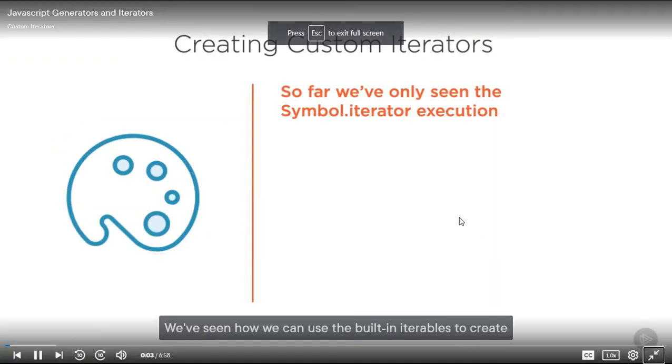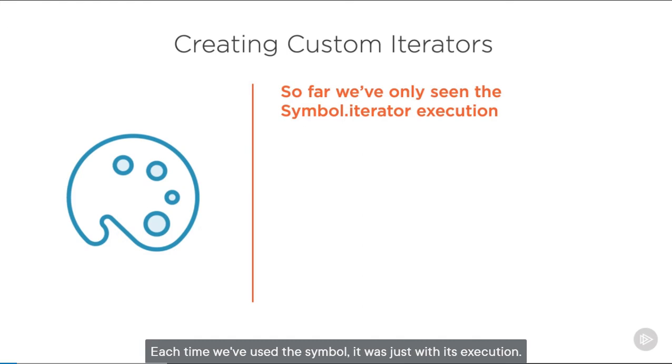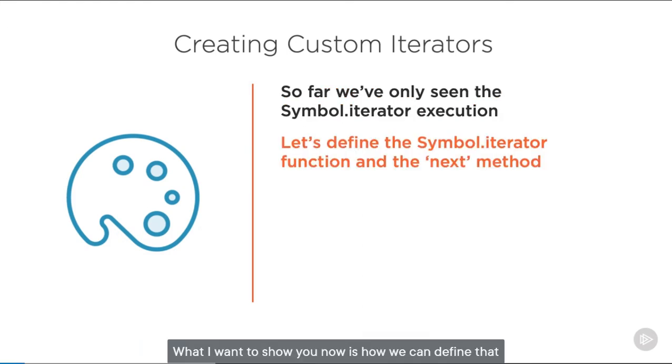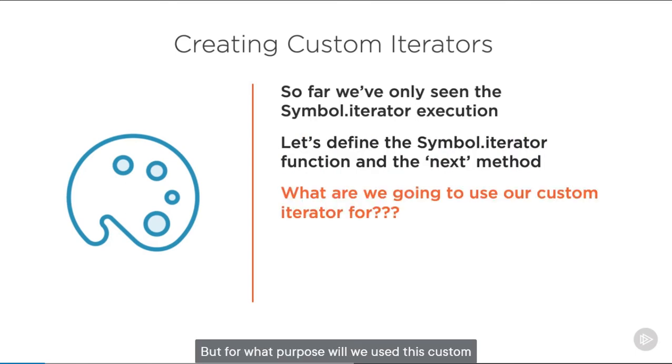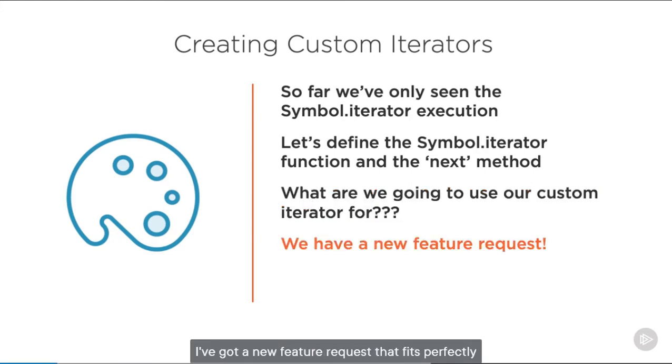We've seen how we can use the built-in iterables to create iterators using the Symbol.iterator method. Each time we've used the symbol, it was just with its execution. What I want to show you now is how we can define that method with our own custom logic. This means that we will define both the Symbol.iterator and the next function that it returns. But for what purpose will we use this custom iterator in our console log my food app? Well, I've got a new feature request that fits perfectly within custom iteration practices.